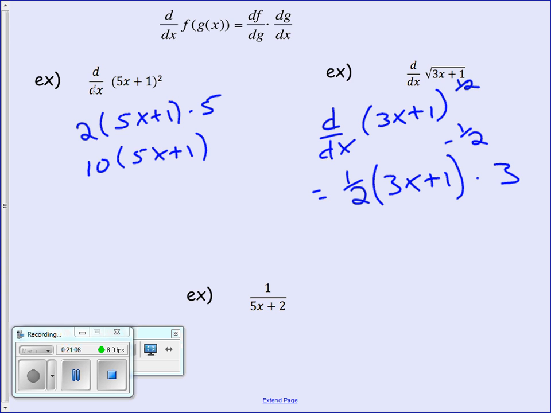Good. We got him. Blob raised to the 1/2. 1/2 times the blob to the negative 1/2. That's the power rule part. Now the chain rule part says multiply by the derivative of the blob. Derivative of 3x plus 1 is 3. 3 times 1/2 is 3 halves, so 3 halves times 3x plus 1 to the negative 1/2.